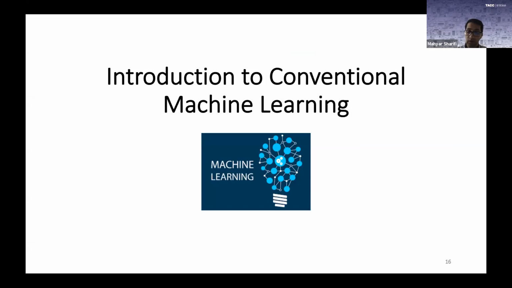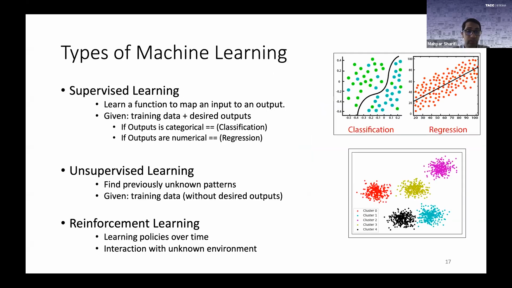So in this particular session, I will focus on supervised learning, but in general, machine learning has three different domains. The first one is supervised learning, which essentially tries to learn a function to map an input to an output.